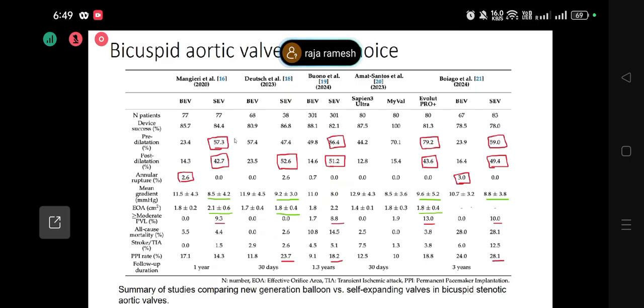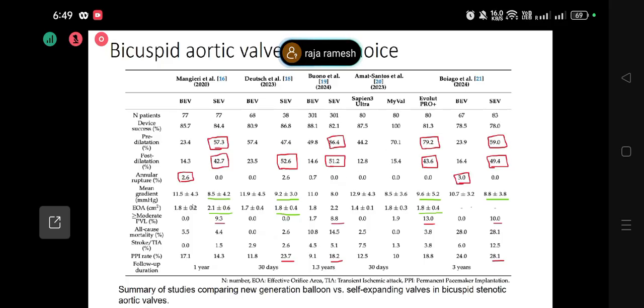Why? Because there is a lot of calcium, so we need pre-dilatation. Similarly, in coronary lesions, if the lesion has too much calcium and fibrosis, definitely we have to pre-dilate and prepare the lesion. Likewise, the pre-dilatation requirement is more in a self-expandable valve than a balloon expandable valve. Post-dilatation also, because of the high incidence of paravalvular leak in a self-expandable valve, the post-dilatation need will be more if you choose a self-expandable valve.